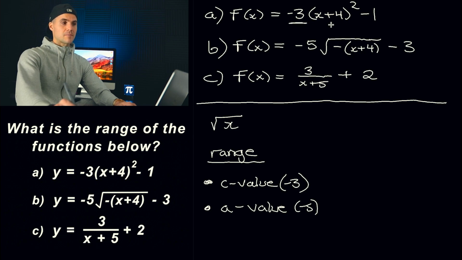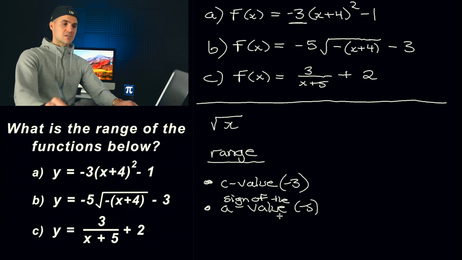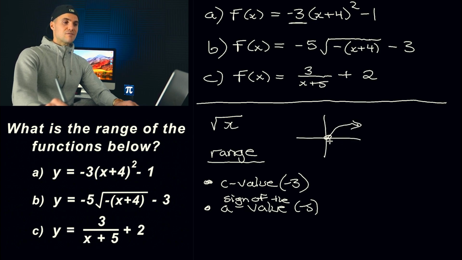It's actually the exact same thing as the quadratic. The quadratic depended on the C value of -1 and then the A value. More specifically, not just the A value, but the sign of the A value, if you want to be a little bit more specific. Because if you remember, the parent function of a square root function looks like this. So the C value is the amount that it's been vertically translated up or down. So we have a -3, meaning that it's been vertically translated down 3 units.